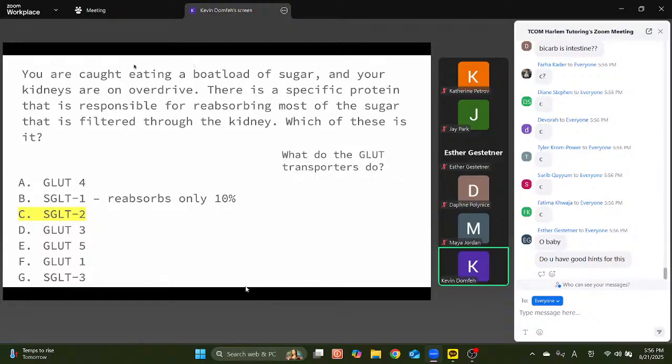And SGLT1, it reabsorbs sugar, but not most of it. It's only like 10%. All right.